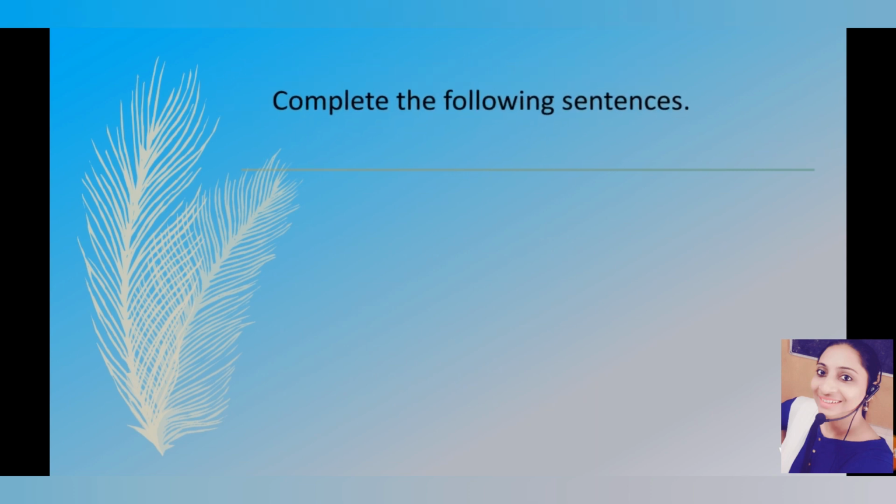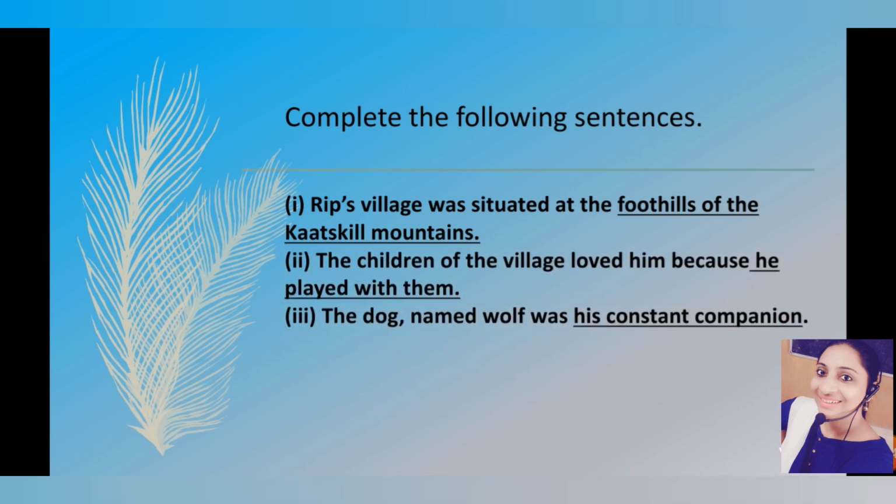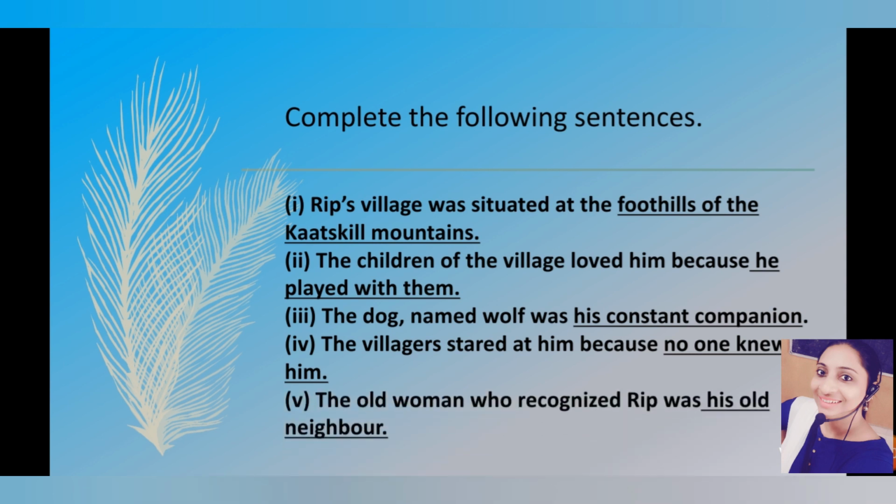Let's see next. Complete the following sentences. Rip's village was situated at the foothills of the Catskill Mountains. The children of the village loved him because he played with them. The dog named Wolf was his constant companion. The villagers stared at him because no one knew him. The old woman who recognized Rip was his old neighbor. Okay, children.